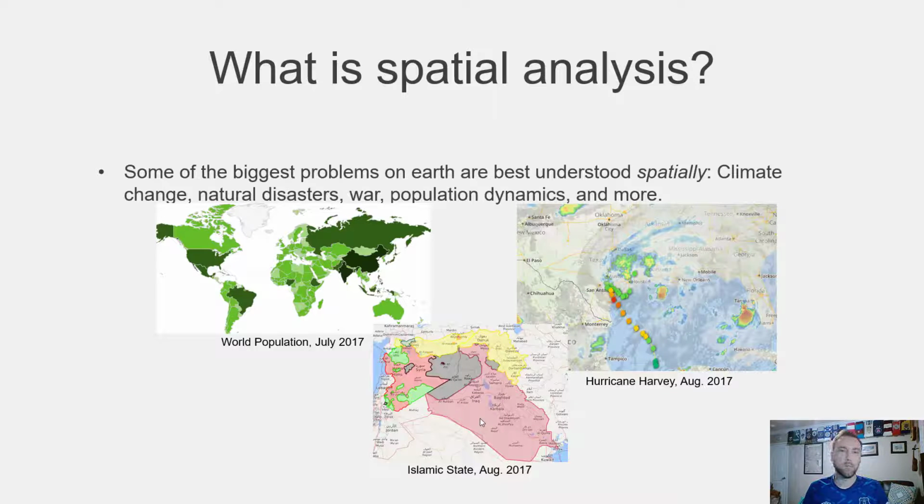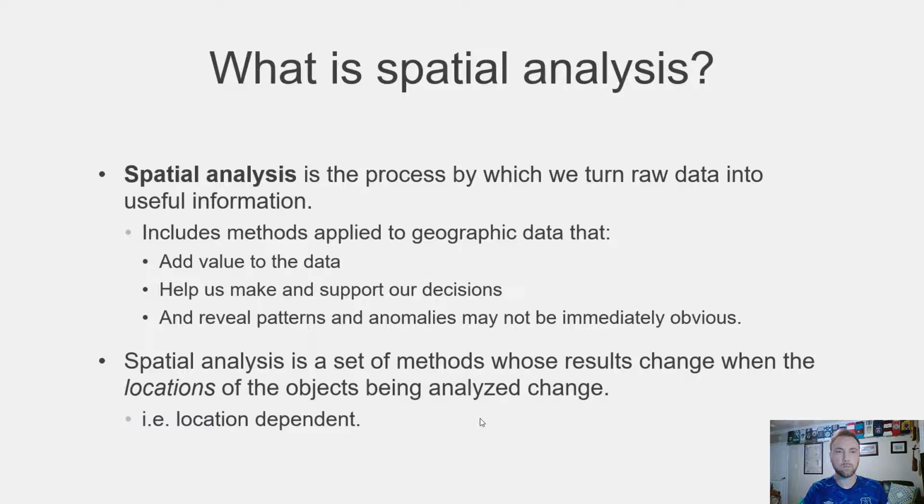So just a couple examples here. On the left, we have world population in 2017. It looks like a population, not density, but actual raw population numbers. On the right, we have the path that Hurricane Harvey took in 2017. And then in the middle there, we have the extent of ISIS in 2017. And so even though these are massive problems, they can oftentimes be analyzed spatially. Okay. So spatial analysis is the process by which we turn raw data into useful information.